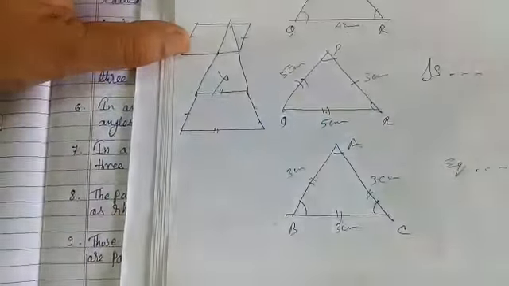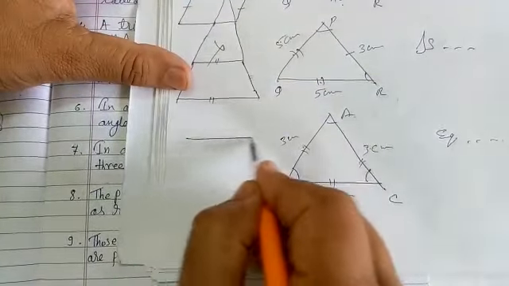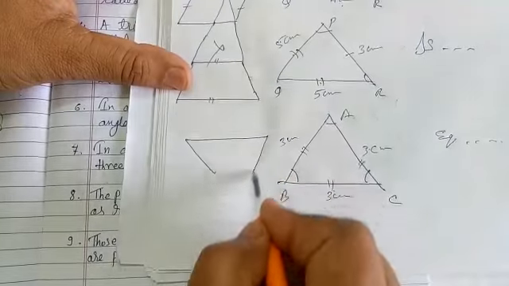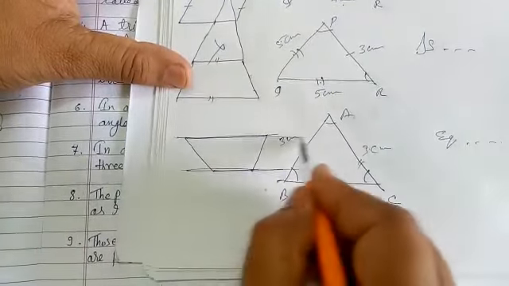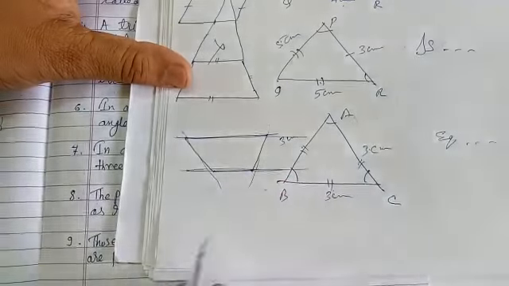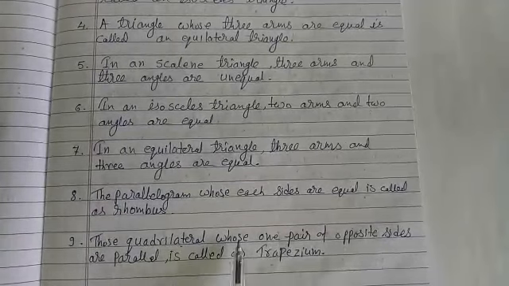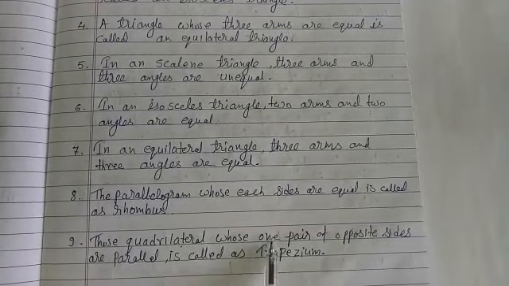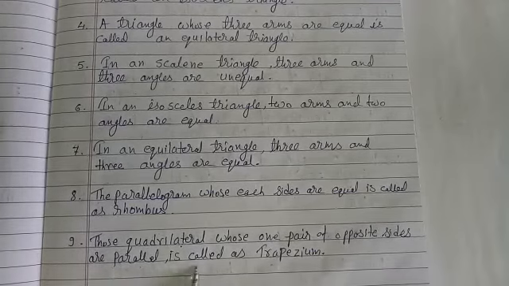So it is not a square. It is a trapezium. Trapezium means one side is parallel. If you extend this, it is parallel, but these two sides are not parallel. So trapezium: those quadrilaterals whose one pair of opposite sides are parallel, one pair should be parallel, is called a trapezium.